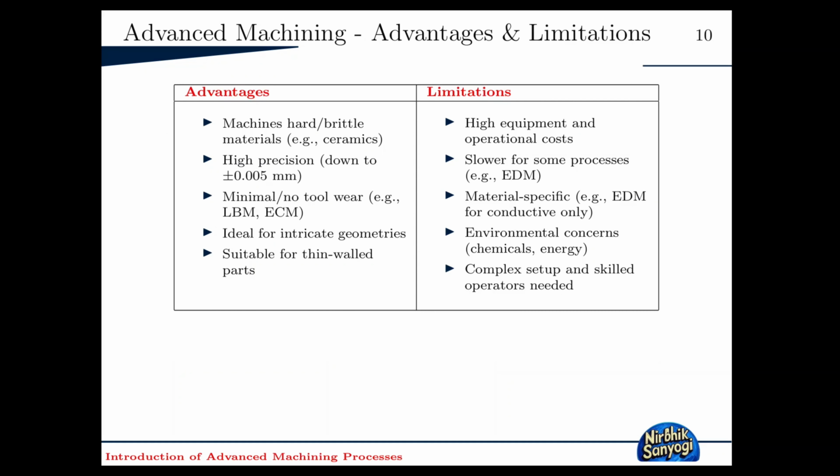There is also chemical machining, and processes are material specific. For example, the EDM process only works for workpieces which are conductive in nature, because we have to supply electric power to the tool as well as the workpiece. That is the fundamental of EDM. There are also environmental concerns, like the chemicals and energy involved in these machining processes, and complex setups and skilled operators are needed.